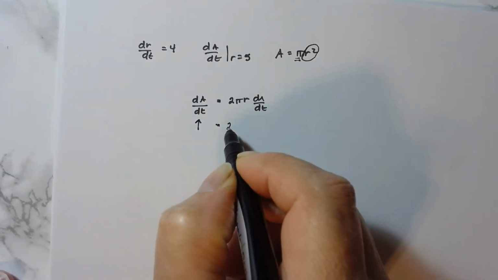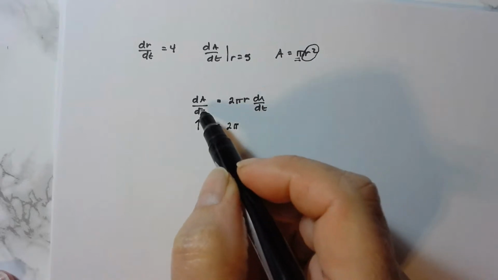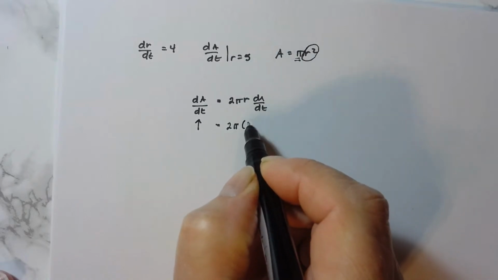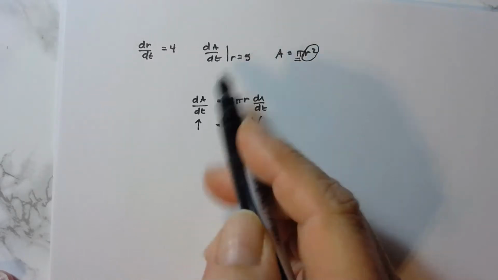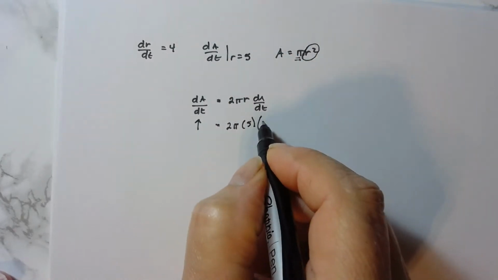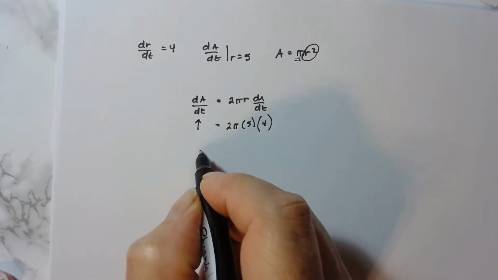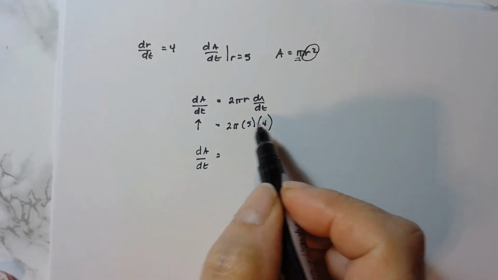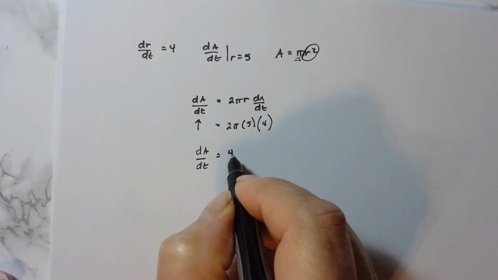Well, that's equal to 2 times pi. Now we want to find this rate of change of the area when r is 5, so I'm going to plug in the 5. And we also know that the rate of change of the radius is 4. So what I'm going to get is dA/dt is equal to 20 times 2, which is 40 pi.